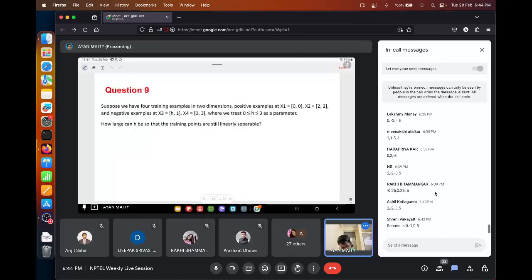Okay, then question 9. Suppose we have 4 training examples in 2 dimensions. Positive examples are x1 and x2. So x1 is (0, 0), x2 is (2, 2). These are 2 positive examples, and we have 2 negative examples, x3 and x4. x3 is (h, 1) and x4 is (0, 3). But h is between 0 to 3. Then how large can h be so that the training points are still linearly separable?